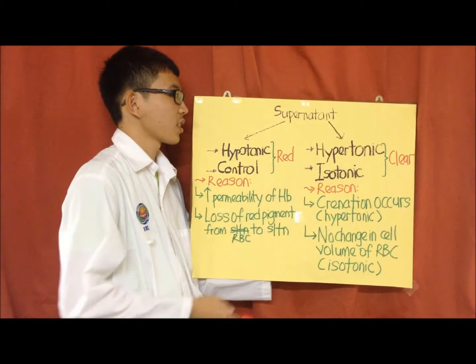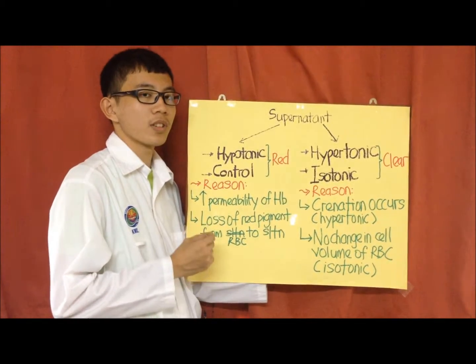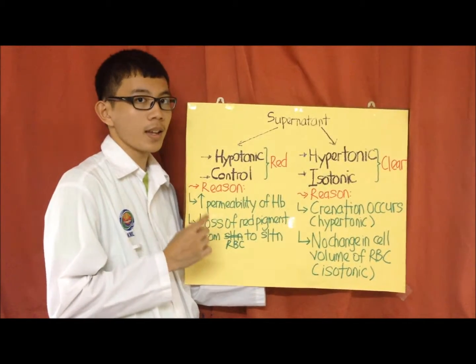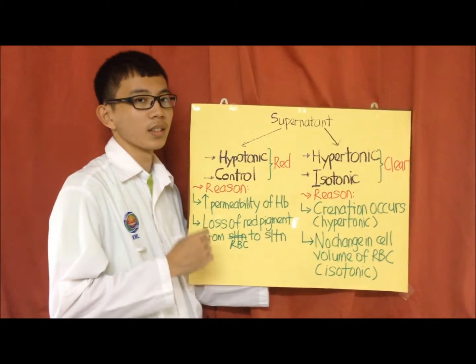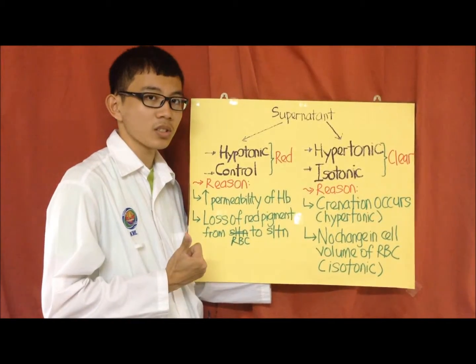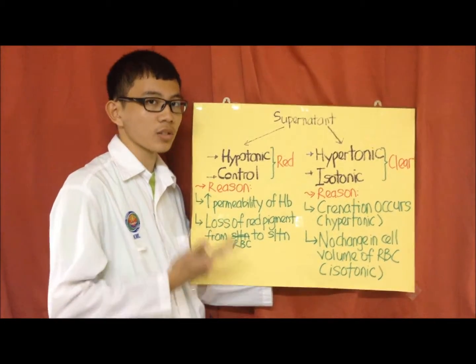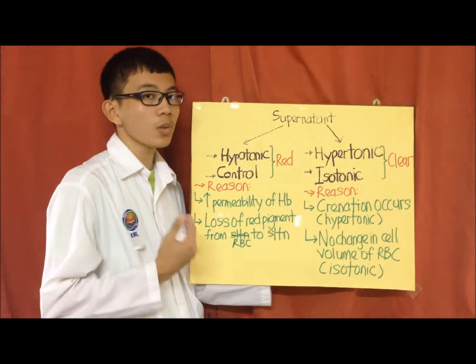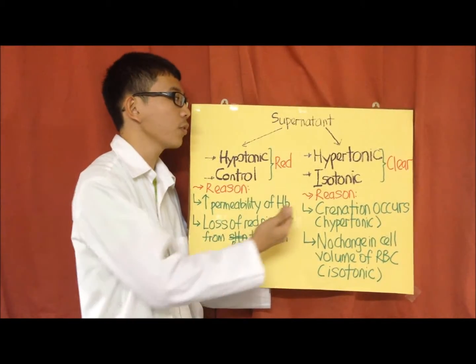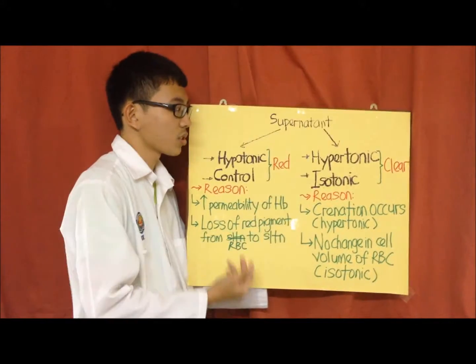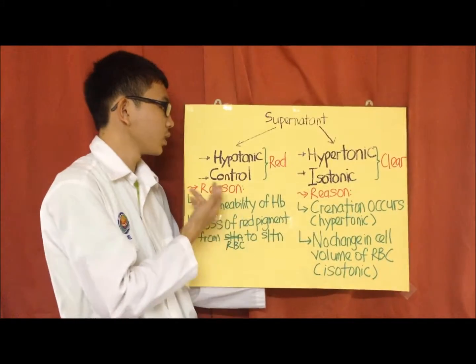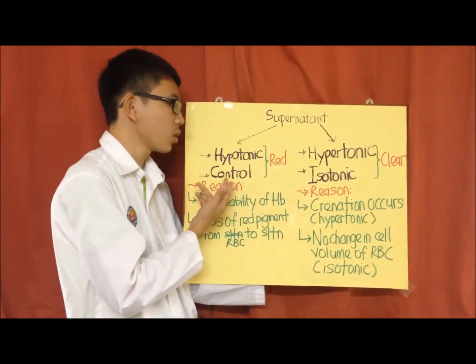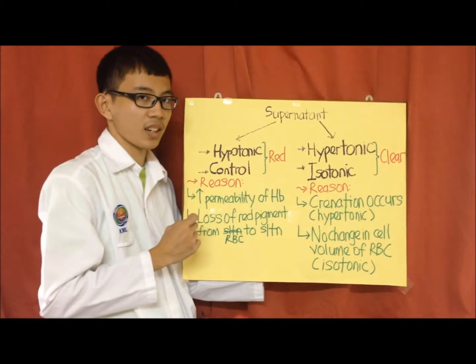The objective for this section was to determine the reference value of the absorbency and the color of the RBC in three types of solution, which are hypertonic solution, hypotonic solution, and isotonic solution. From the result, it was found that the supernatant of both hypertonic and isotonic solution remained clear, while for the hypotonic and control, the supernatant were red in color.